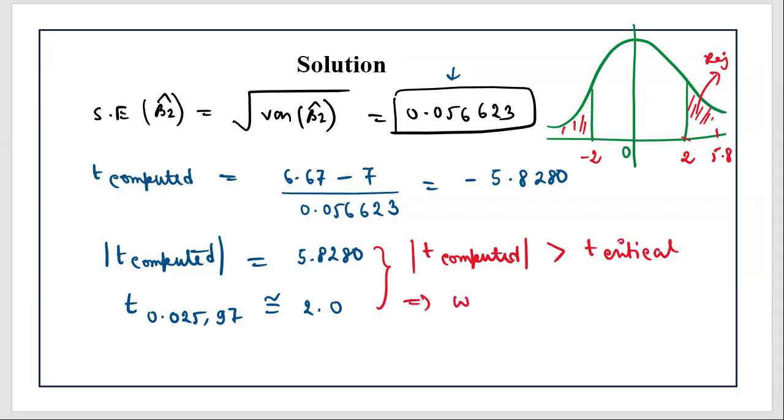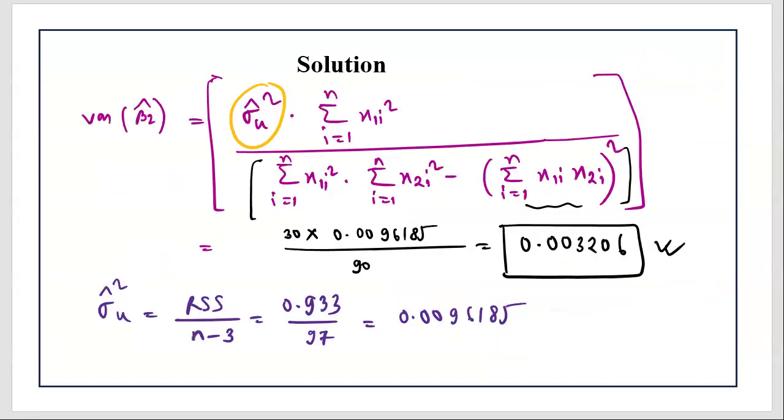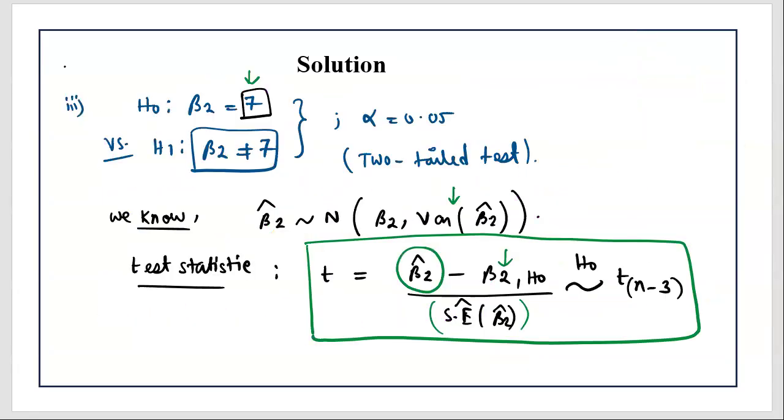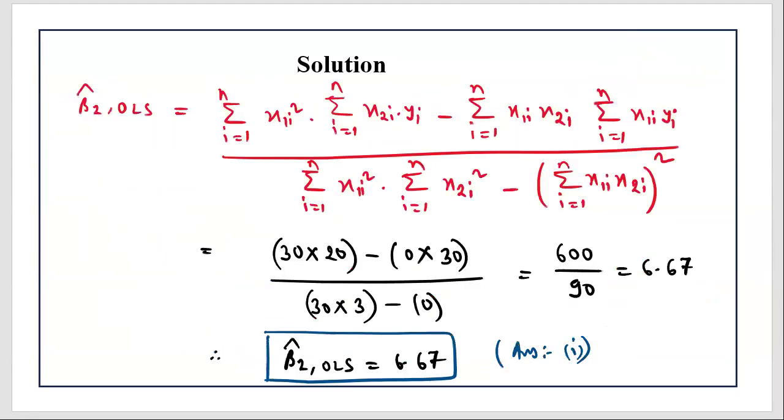Hence, we should reject H naught at 5% level of significance, right? So this will be the answer for this question. Basically, we should reject H naught means the alternative is accepted, which is beta 2 can't be equal to 7. We are rejecting this null hypothesis, which means that we are accepting the alternative at 5% level of significance, beta 2 can't be equal to 7. That will be the conclusion for this part of the question.